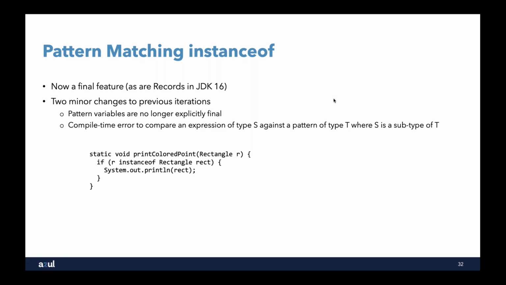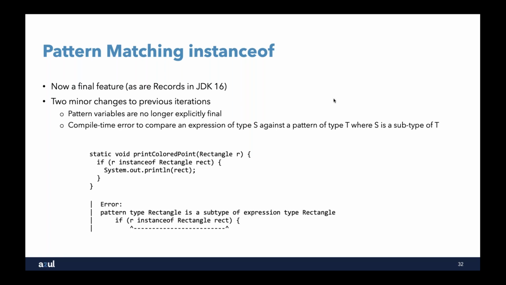Obviously, the pattern matching on instanceof is irrelevant, because if I'm passing in a rectangle, then it's always going to be an instance of rectangle. And the compiler will now reject that, and it will say, hang on, pattern type rectangle is a subtype of expression type rectangle, so you can't actually do that, and it will just reject it.